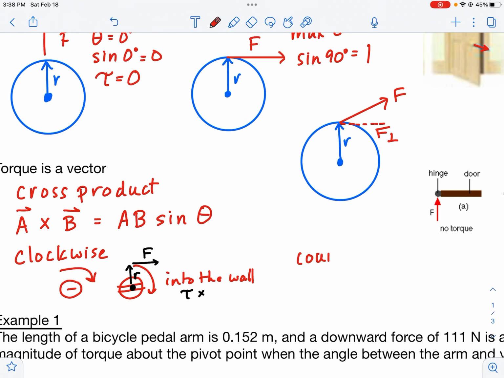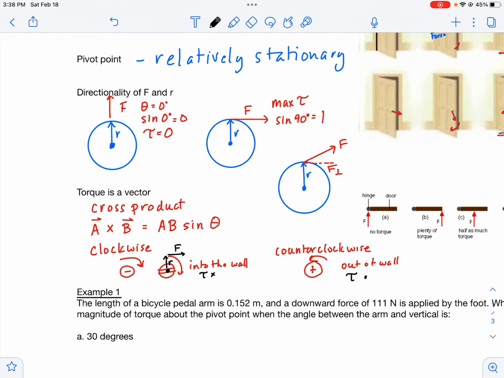For a counterclockwise torque, that's positive. And if I were to turn the screw to the left, it would come out of the wall. So I don't know if you've ever heard of righty-tighty, lefty-loosey, but turning it to the right's going to make it go into the wall, and turning it to the left's going to make it come out of the wall. And the torque vector coming out of the wall we would represent with a dot, like an arrow coming at you.